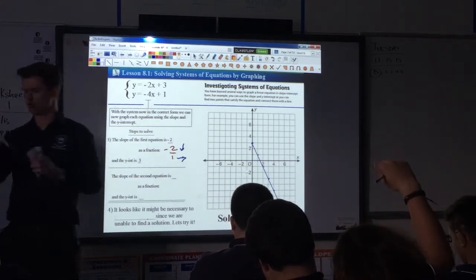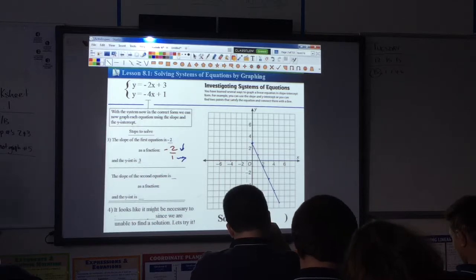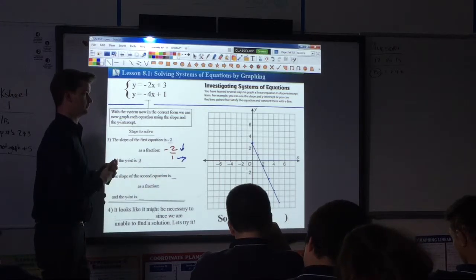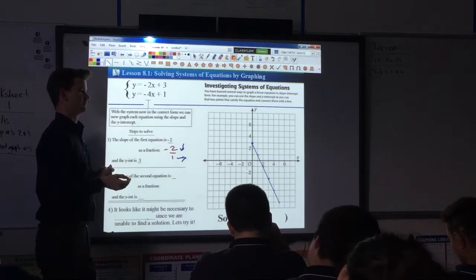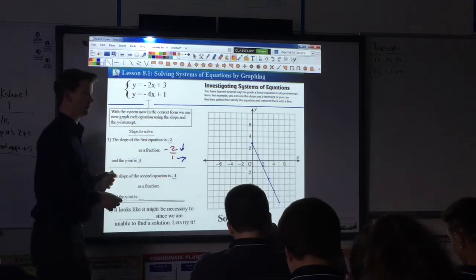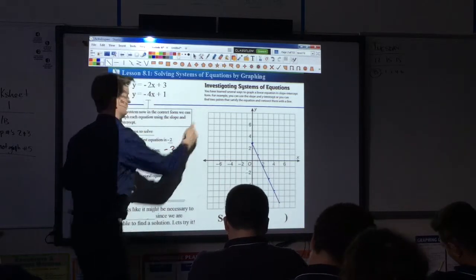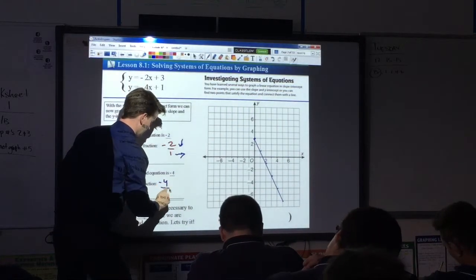Let's go to the second equation. What's my slope? Negative 4x. What's the slope? Just the slope. Negative 4. Okay, slope's negative 4. What is that as a fraction? Negative 4 over 1. Okay, negative 4 over 1.